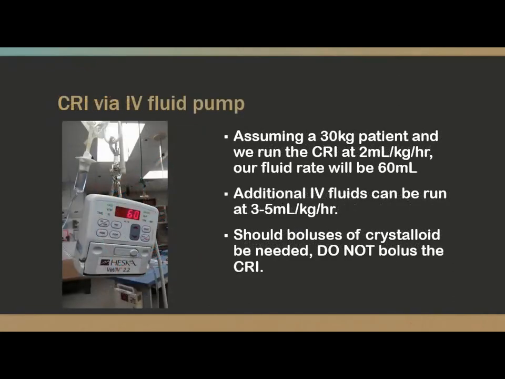So if you have a CRI via IV fluid pump, if we had a 30 kg patient and we run the CRI at 2 mLs per kg per hour, again, pretty simple math, that's going to be 60 mLs an hour. Now we run additional IV fluids at 3 to 5 mLs per kg per hour on our surgical patients. So if they become hypotensive, I can go to my regular Plasma-Lyte, Normosol, or lactated Ringer's and go up or down via there instead of going up or down my CRI.